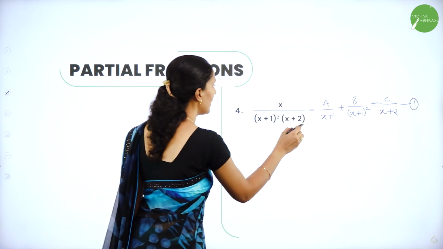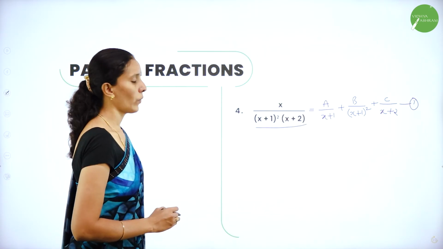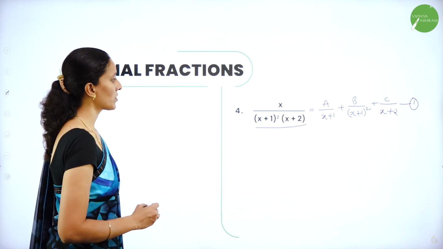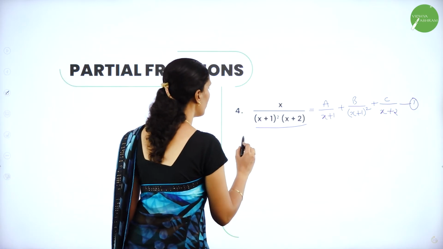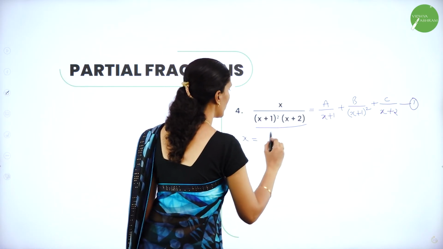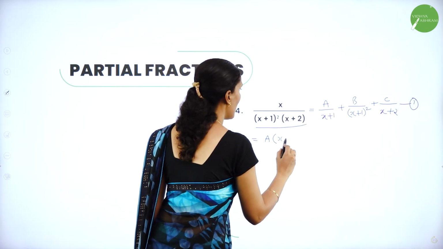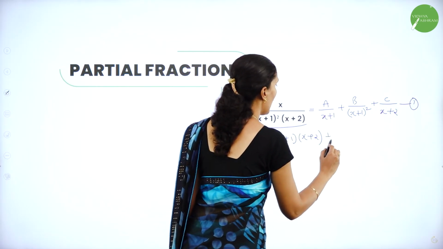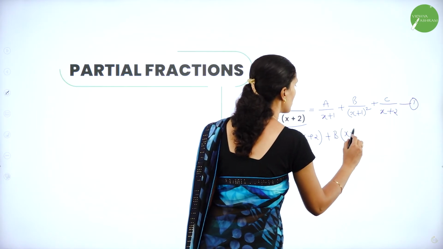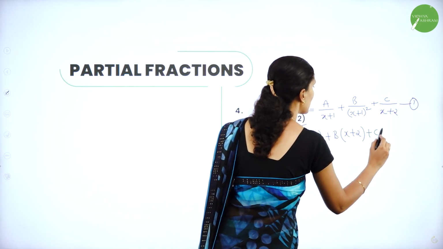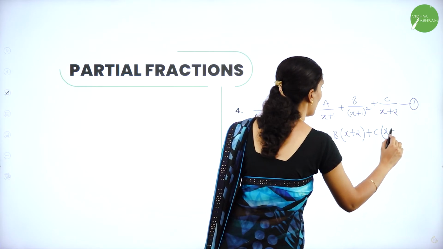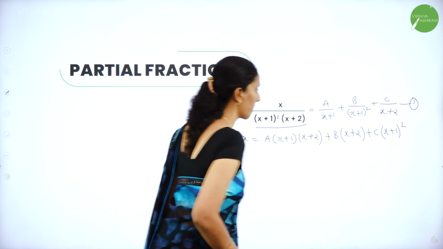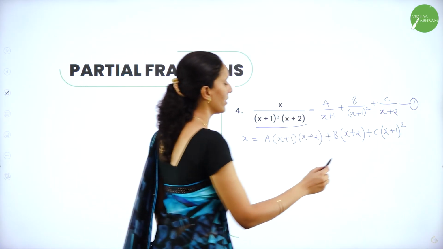Now multiplying the equation with (x + 1)² into (x + 2). Here we are left with x. So here I'll get a(x + 1)(x + 2). Here I'll get b into (x + 2). And here it is c(x + 1) whole square. So this is equation 2 now.